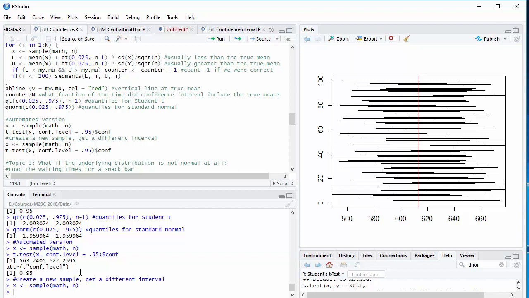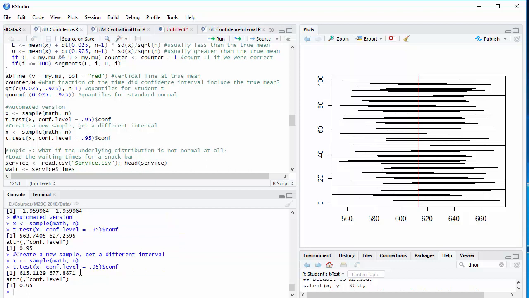If I draw a different sample of 20 scores, I get a different confidence interval. But these confidence intervals do have the desired property. That is, 95% of the time, the confidence interval will include the true mean for the school.